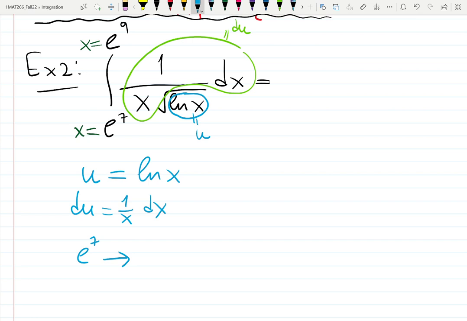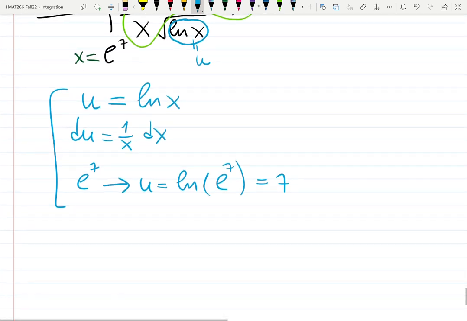How do we convert it? Well, what does it become? Well, u is ln x. So it's going to be ln e to the 7. You plug it into your u. U is basically the rule. We made up a rule. U is ln x. So plugging e to the 7 into u, into ln x, gives you what? 7. Log undoes e and e undoes log because they're inverse to each other. That's why they were created.